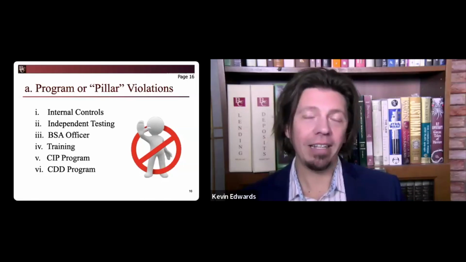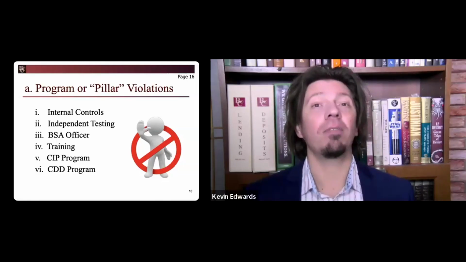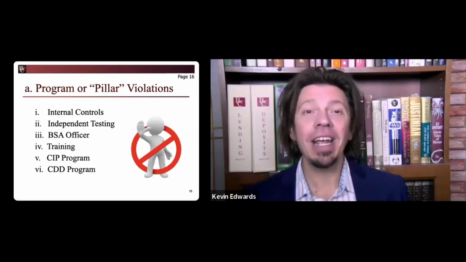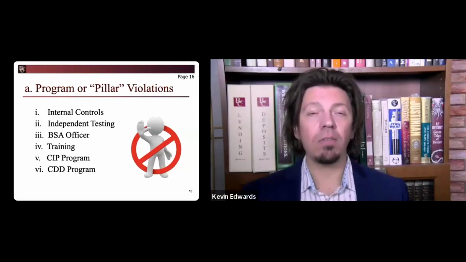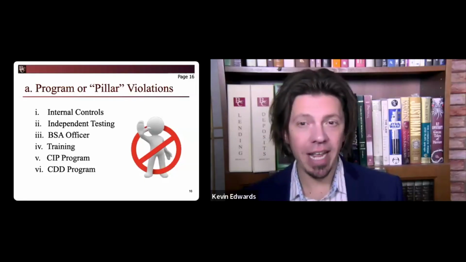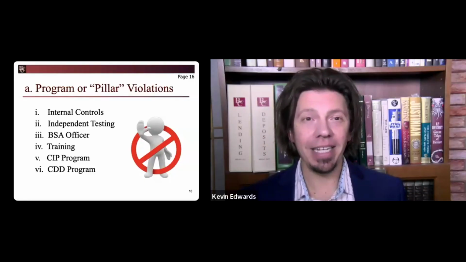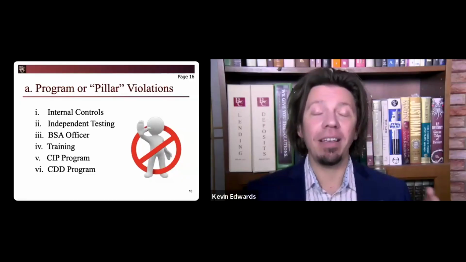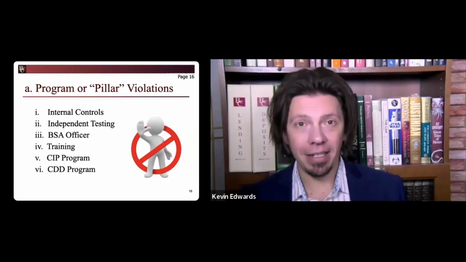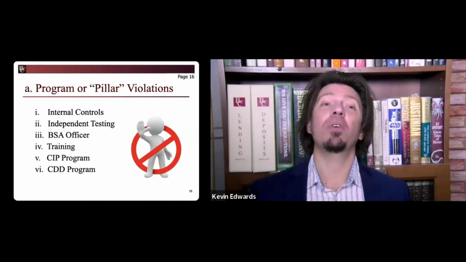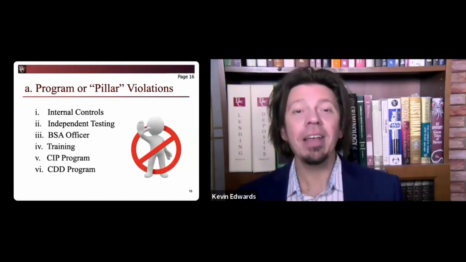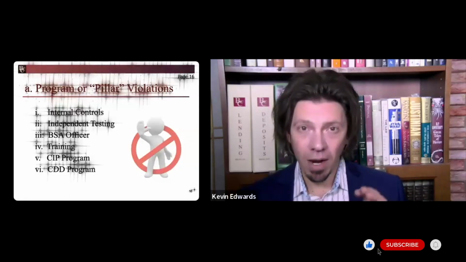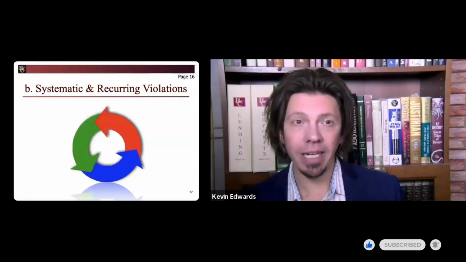Okay. So the first one is a program violation, or what we also call a pillar violation. A pillar violation is a fundamental flaw in one of those fundamental elements that you need to have. Now, these are a big deal. Generally, if you have a pillar violation, there's an automatic cease and desist that comes along with it. In other words, you are directed to make sure that this is corrected very quickly. Pillar violations are a big deal. You want to try to avoid those to the extent we possibly can.